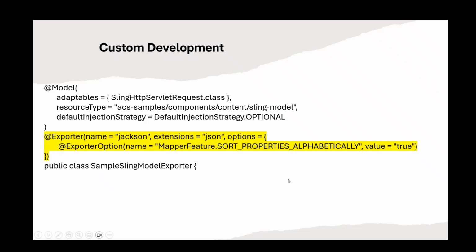And you need to write your own model. So like that, you can create your own custom development effort, or you can have your custom Sling models where you can take a decision which data you want to expose.